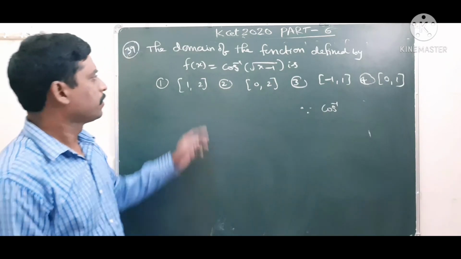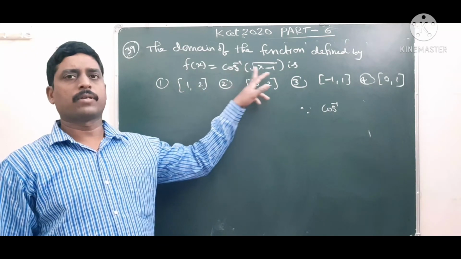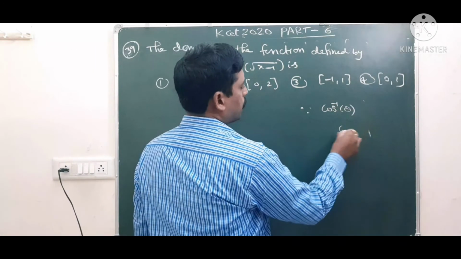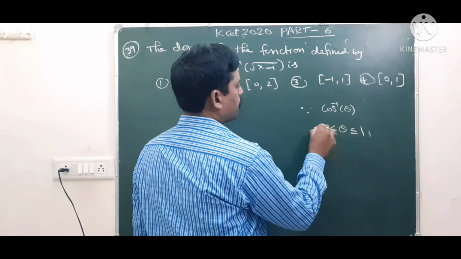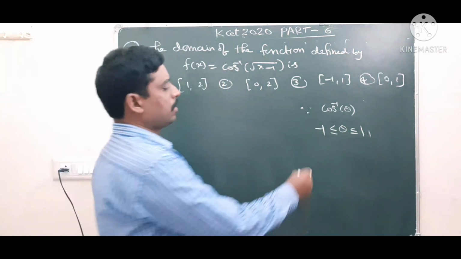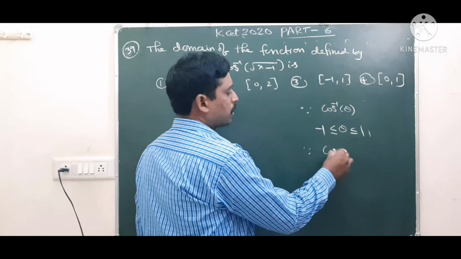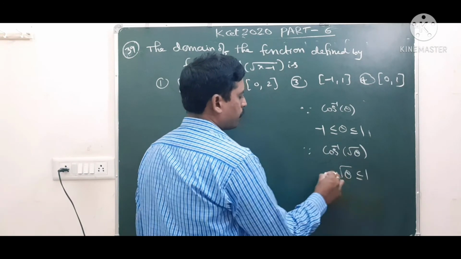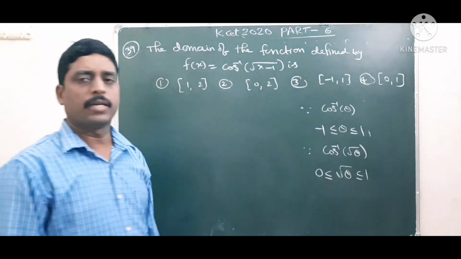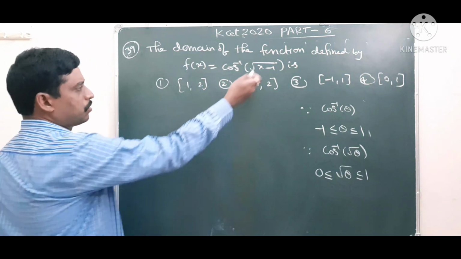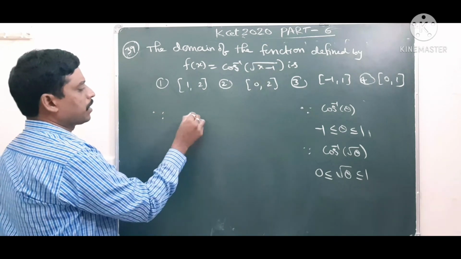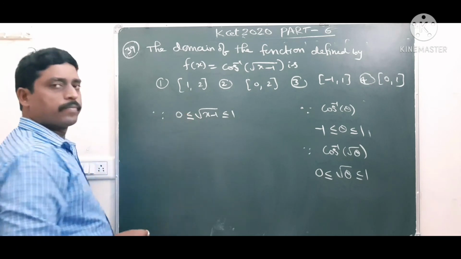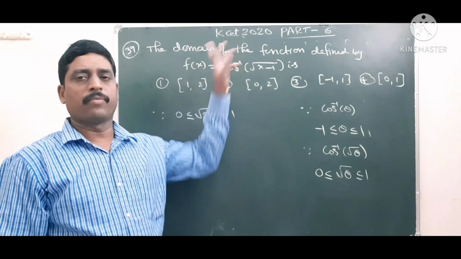See question number 39. f of x is equal to cos inverse of root x minus 1. But cos inverse of theta is defined where theta lies between minus 1 to plus 1. If cos inverse of root theta is there, then root theta lies between 0 to 1. In this, root x minus 1 is there. So root x minus 1 lies between 0 to 1. Our target is the domain of f of x.